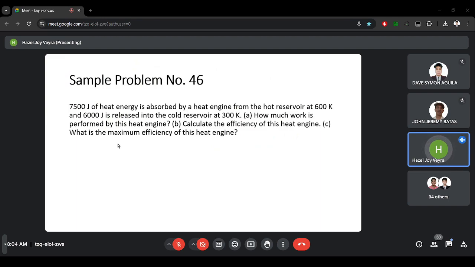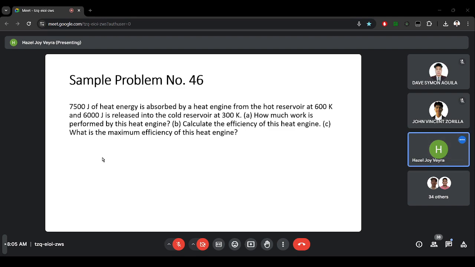Please read the problem, Mr. Zorilla. 7,500 joules of heat energy is absorbed by a heat engine from the hot reservoir at 600 Kelvin, and 6,000 joules is released into the cold reservoir at 300 Kelvin. How much work is performed by the heat engine? Calculate the efficiency of this heat engine. What is the maximum efficiency of this heat engine?